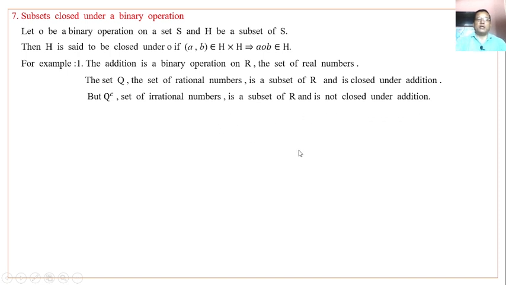Why? The sum of two irrational numbers need not be irrational. Suppose 2 plus root 3 is an irrational number. Next, 2 minus root 3 is also an irrational number. Adding them, we get 4, which is not in Q complement.